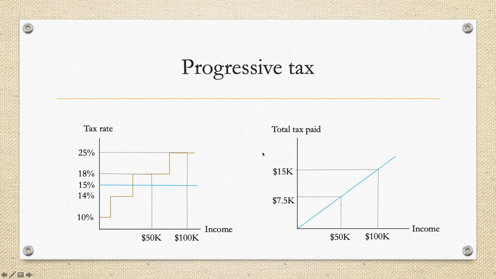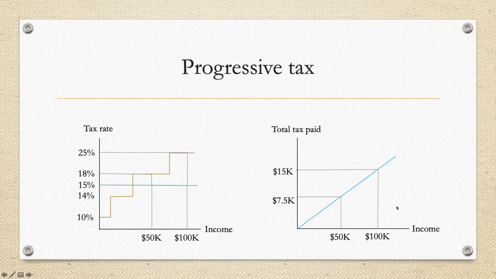And then we have another graph here, which is plotting your income against your total tax paid. If it's a flat tax rate, like 15%, if you make $50,000, you pay 15% for the entire portion, which is $7,500. If you make $100,000, you pay the entire portion at 15%, which is $15,000.